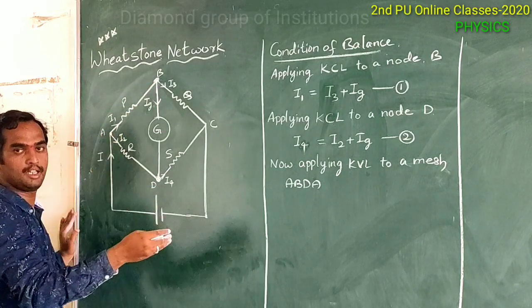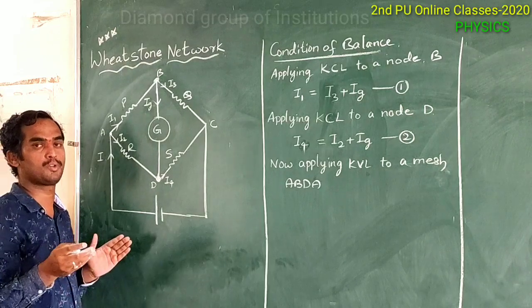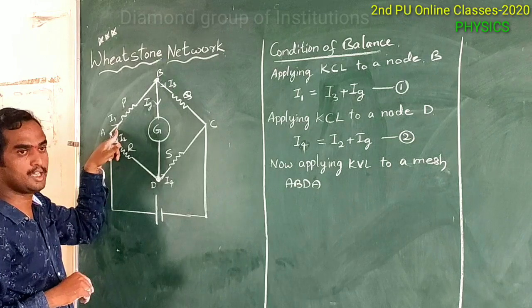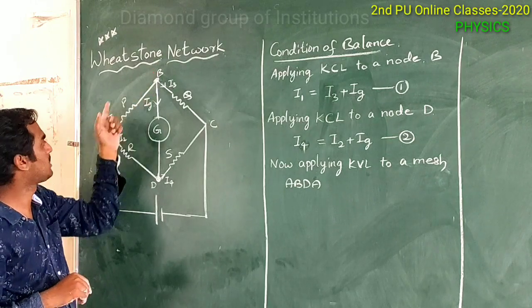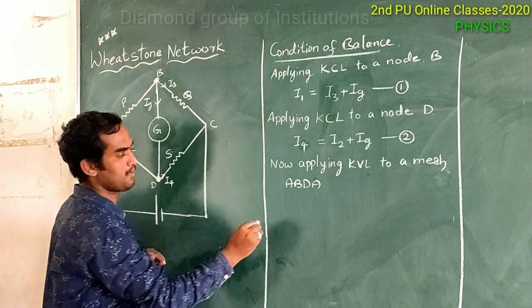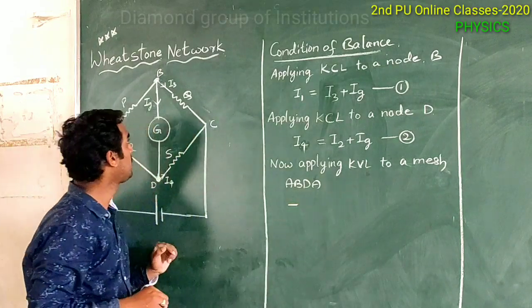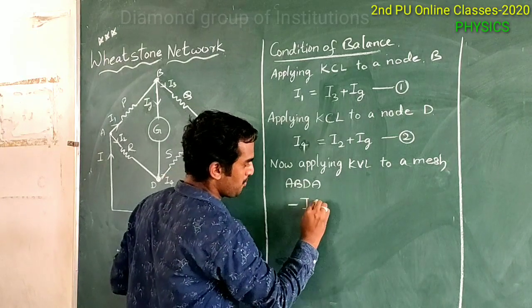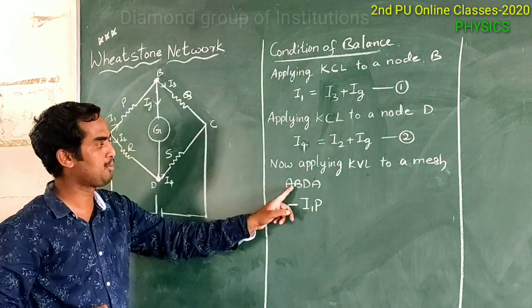Already we studied how to apply Kirchhoff's voltage law. So here the current direction is the same in this direction, that means A to B. So that's why it is taken as negative. And what will be the product of the current and resistance? I1 into P. A to B is what?